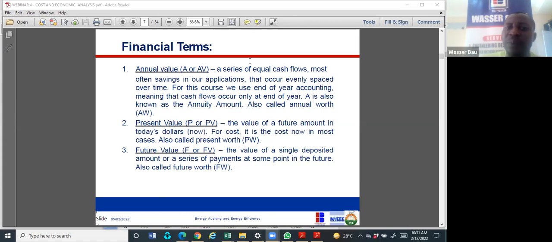The second one is the present value, or we call it the PV. And we say this is the value of the future amount in today's dollar. For cost, this is the cost now in most cases, also called the present worth. So call it the present worth, the present value, the initial cost, or the initial investment. They mean the same thing. And they can be represented as either P or PV. In using Excel, Excel sees it as PV, so Excel will say PV, present value, while the first principle method just calls it P.